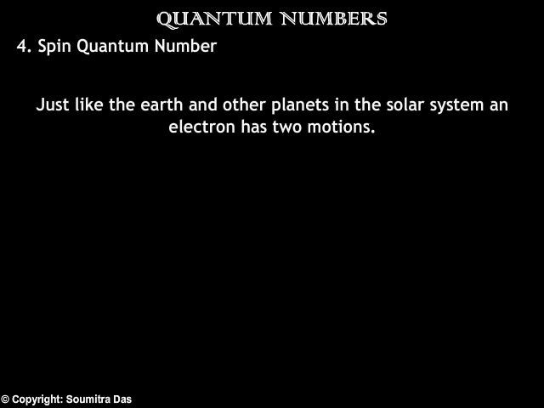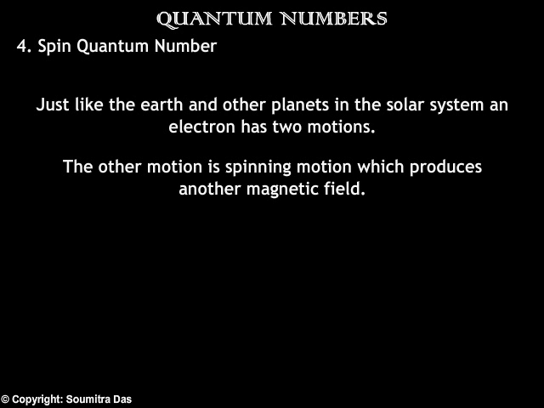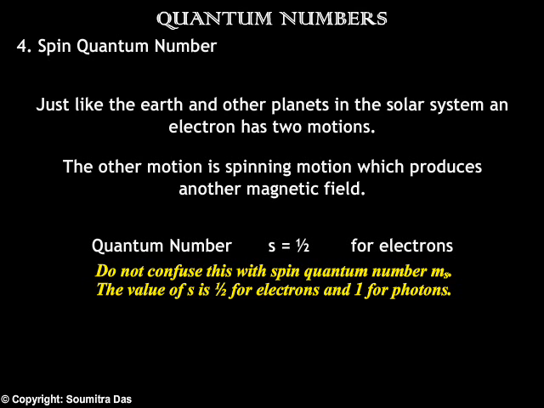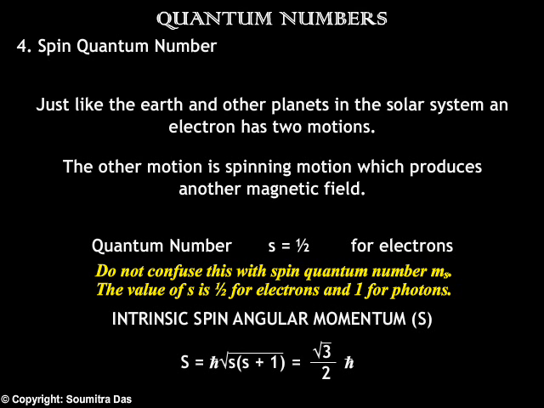Number 4. Spin quantum number. Just like the Earth and other planets in the solar system, an electron has two motions. The other motion is spinning motion, which produces another magnetic field. The spin angular momentum is characterized by a quantum number s equal to half for electrons. The intrinsic spin angular momentum is written like this: S equal to h bar root over s times s plus 1, which is equal to root 3 by 2 h bar.